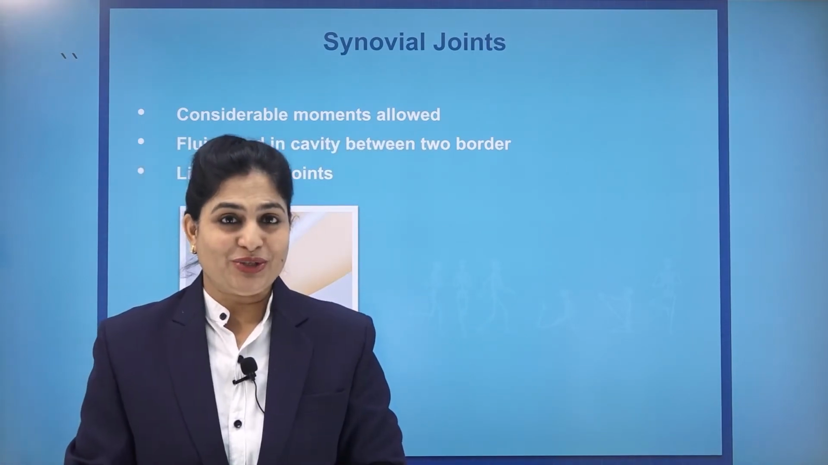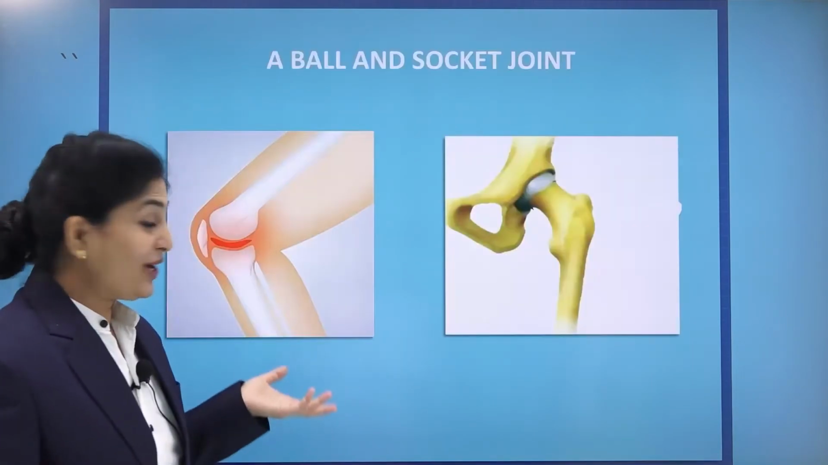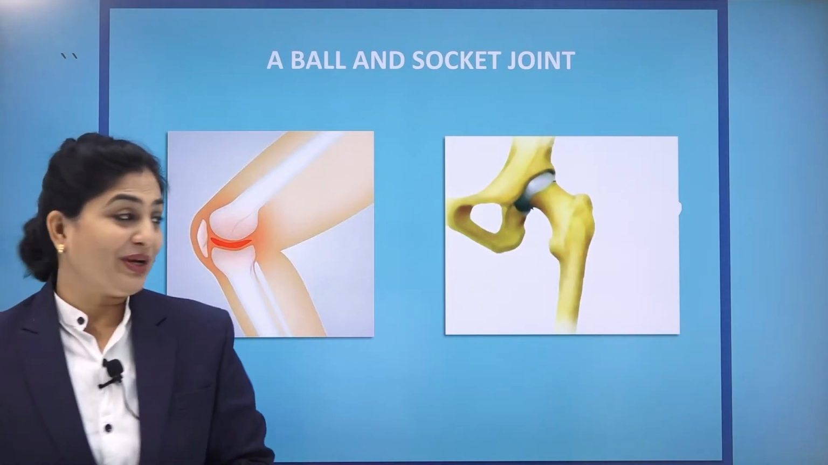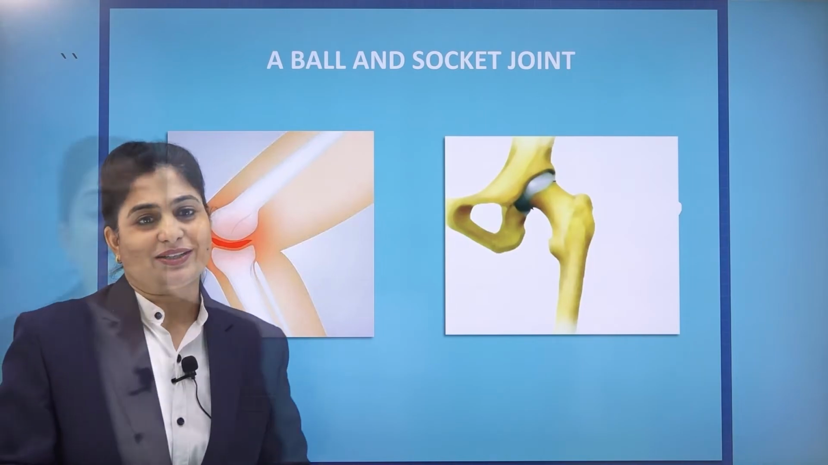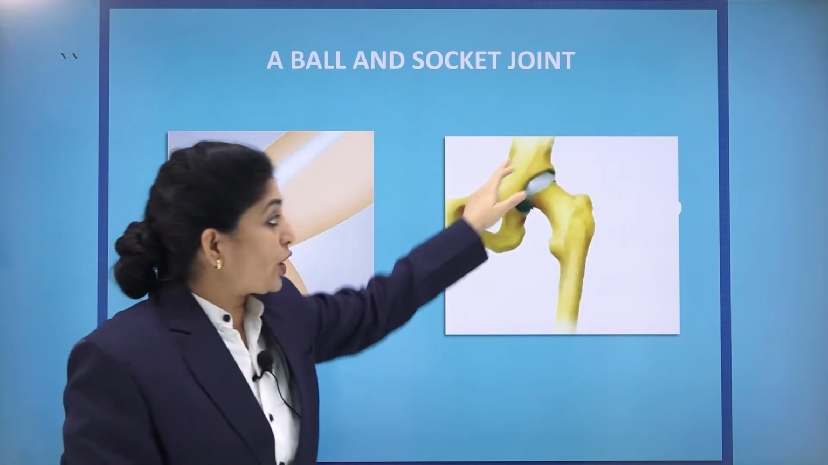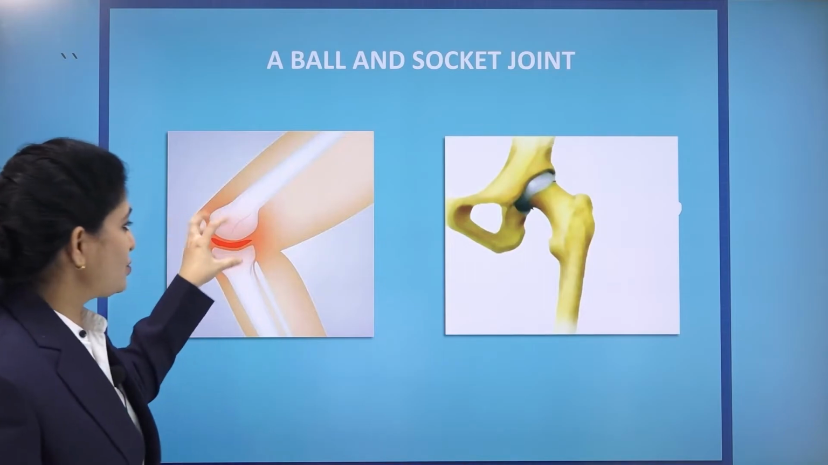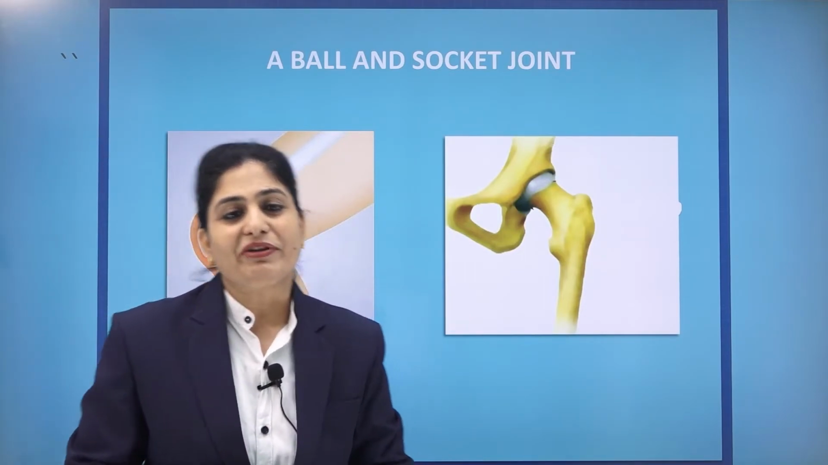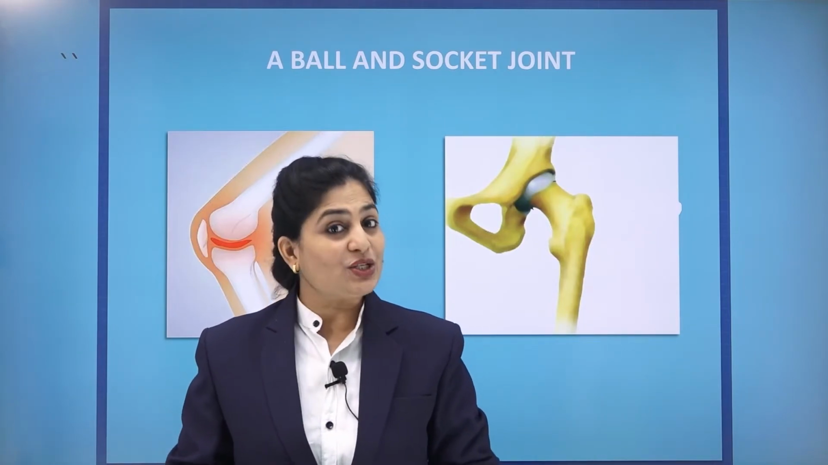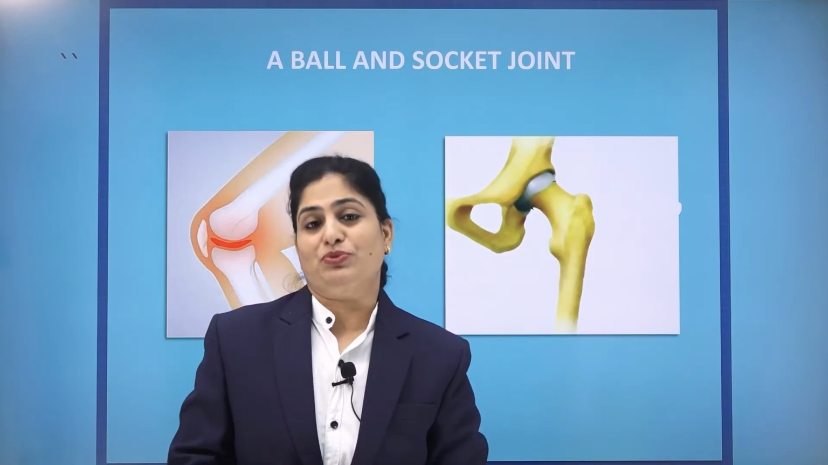In this synovial joint, we have various categories: we have ball and socket joint, pivot joint, and hinge joint. Let us discuss one by one. First we have the ball and socket joint. In this case, we can see from this diagram that we have a socket or a cup-shaped depression in which a ball-like structure gets fixed. So that we call a ball and socket joint. This joint is found in our shoulders as well as hip joints.